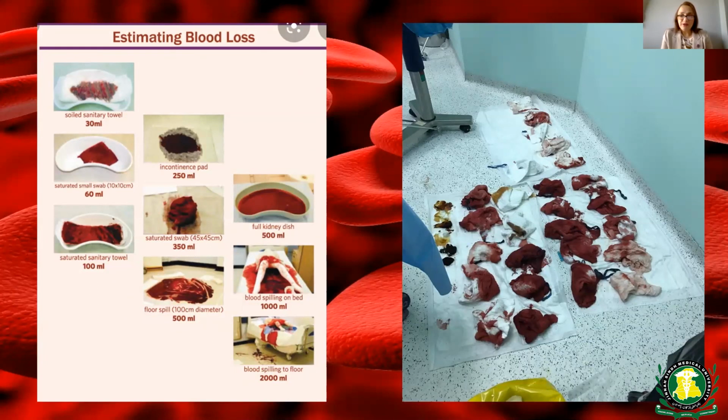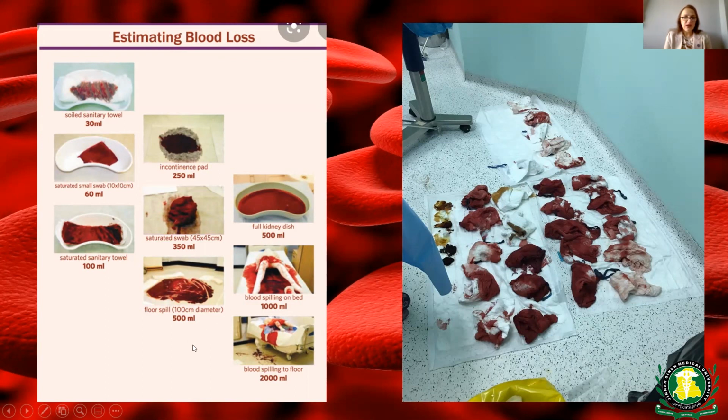Okay, some gross pictures over here. The one over here is one of my patients who had a PPH due to placenta accreta, and this is the amount of blood on the lap sponges. So you can see she bled quite a bit.